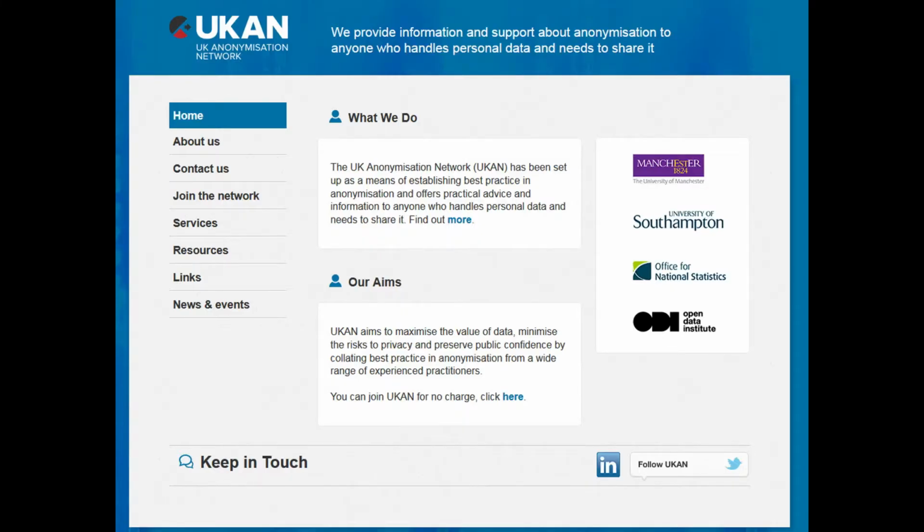So first, the UK Anonymisation Network. UKAN is an organisation that was set up in the UK in 2012. There are 4 partner organisations: 2 universities, the Office for National Statistics in the UK and the Open Data Institute. It was funded originally by the Information Commissioner's Office, our data protection regulator, with the purpose of providing technical support for those who want to share data but need to anonymise it in order to do so.